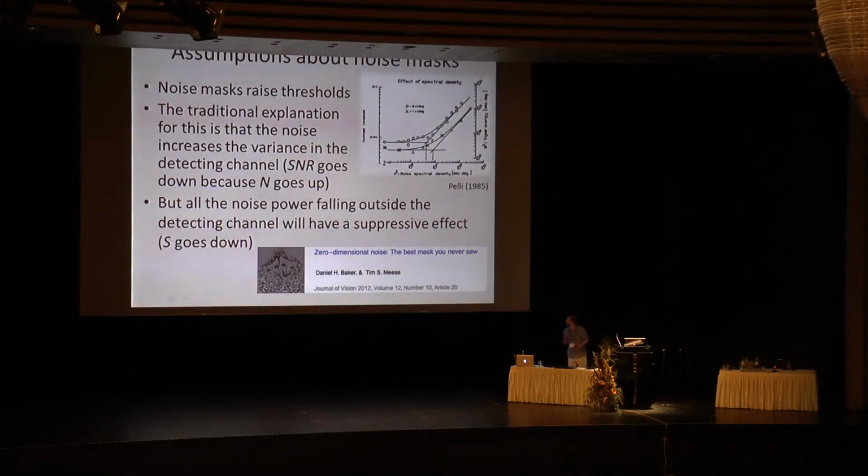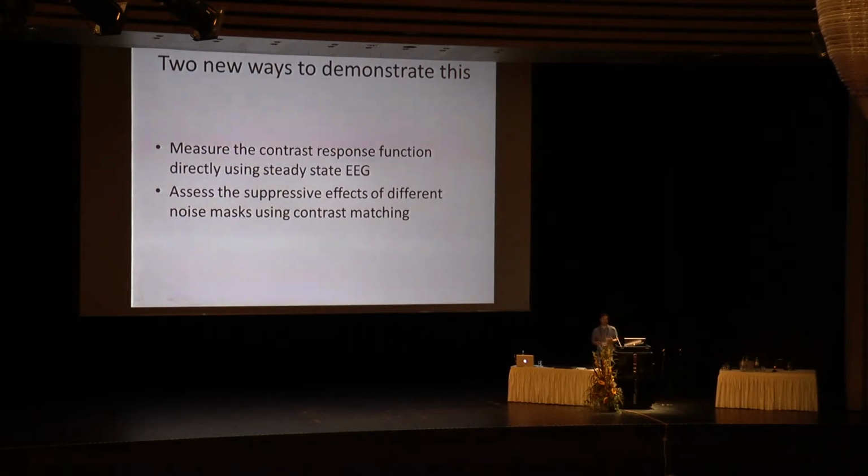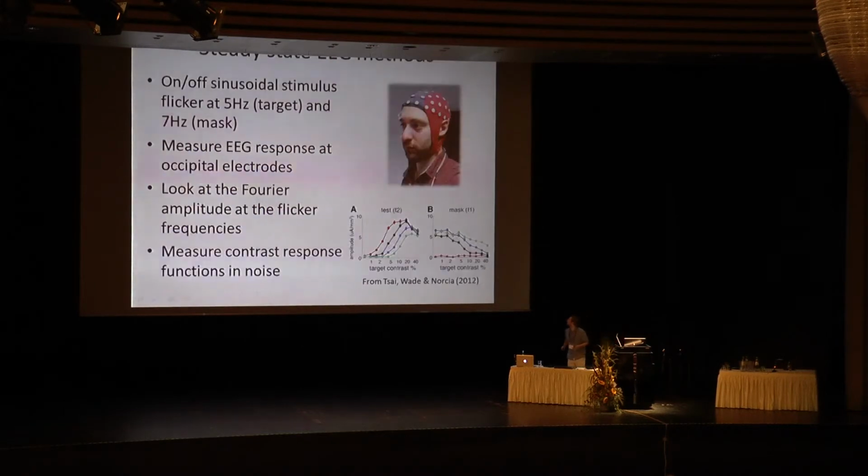And we talked about some of the ramifications of this in a paper last year in Journal of Vision, so I'm not going to go into too much detail on all of that, but what I'm going to talk about today are two slightly more direct ways of assessing the suppressive effects of broadband white noise masks. So the first thing uses a very cool technique which is kind of new to me. This is called steady-state EEG.